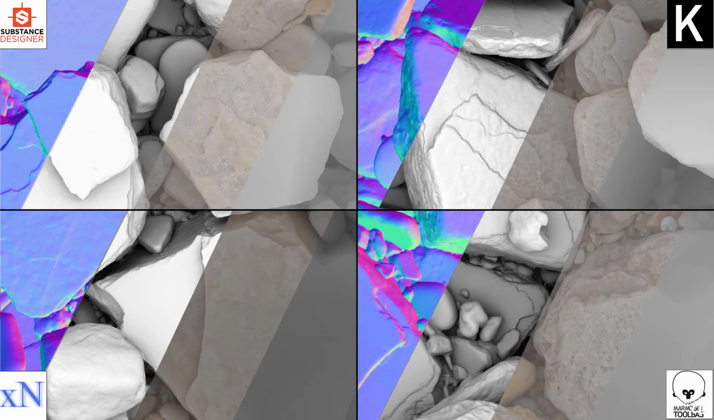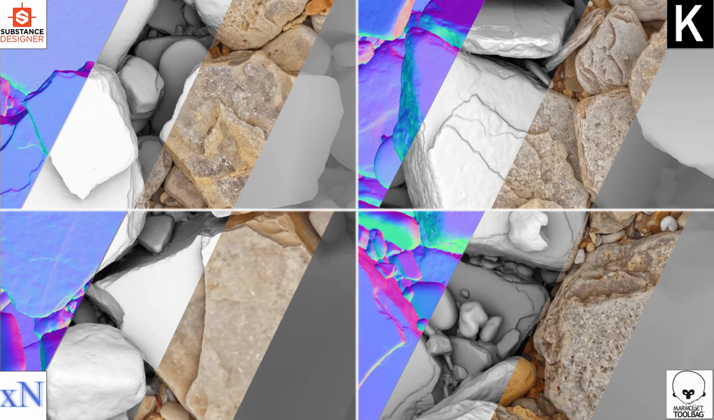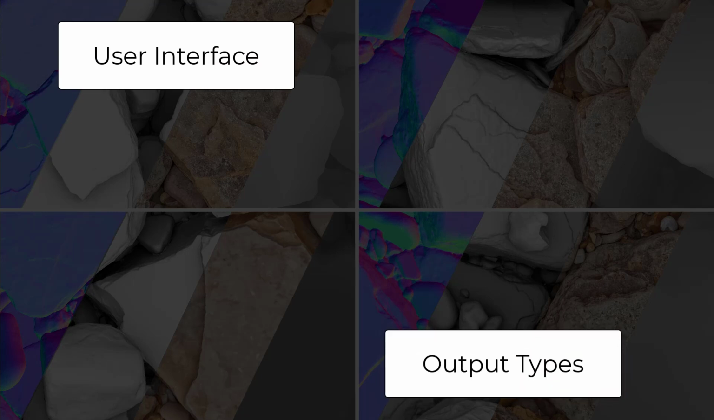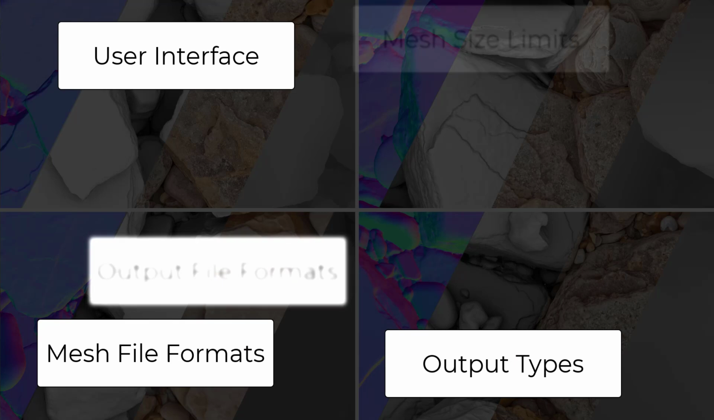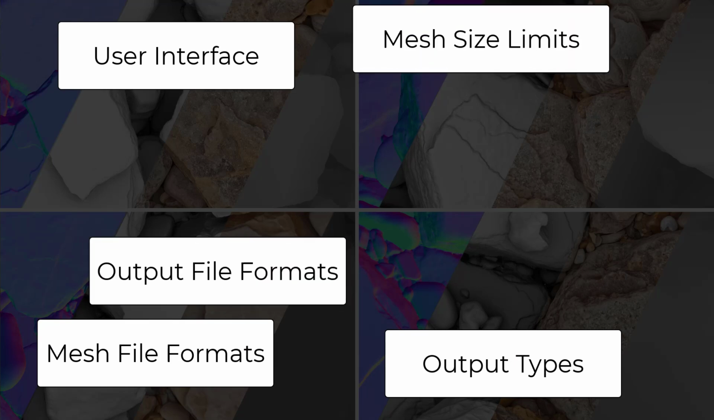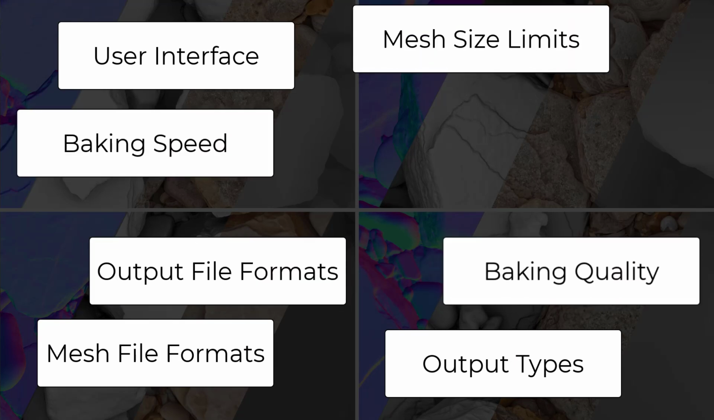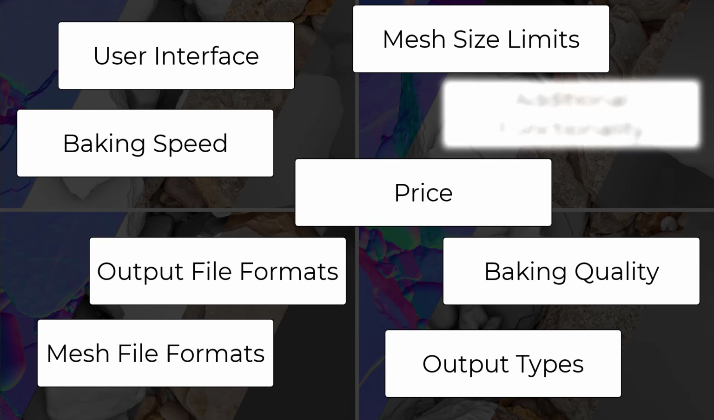Now let's pick everything together and try to point pros and cons of each baker and see where it shines and where it doesn't. So let's compare all factors which might be relevant in baking comparison. I believe these are things like overall user interface and its usability, types of output maps we can bake, supported mesh file formats, output file formats, mesh size limits, baking speed, baking quality, price, and additional functionality.